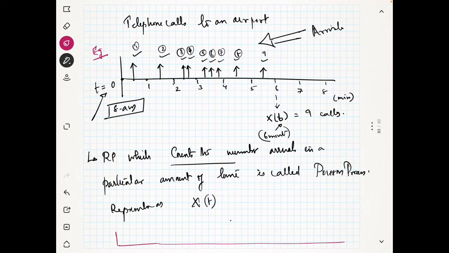Let's say this is time t equal to 0, and this is 1, this is 2, this is 3, this is 4, this is 5, this is 6, and this is 7, and this is 8. Okay, this is the time axis. And the Poisson process basically represents, as I told you, the total number of calls. So how can we represent it? If you integrate this, I am showing an impulse function.